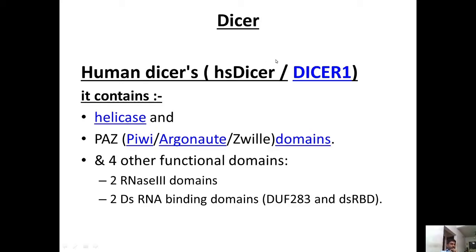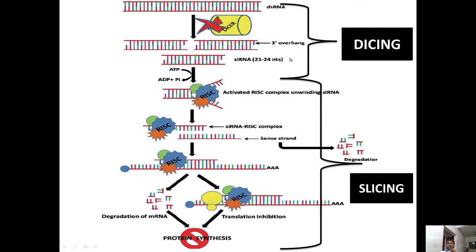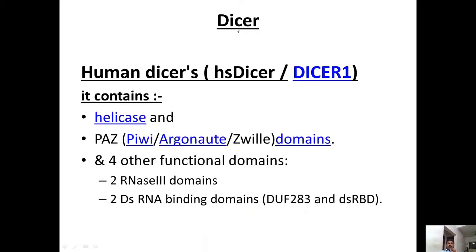Students, in the previous video, we discussed the introduction of RNA interference and the processes of dicing and slicing. In that, we discussed that the dicing process is mediated by a protein known as dicer. So here we are going to discuss the structure of a human dicer protein.